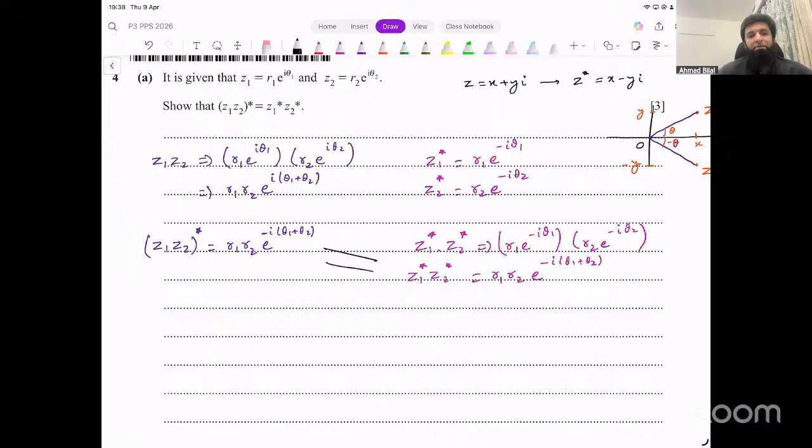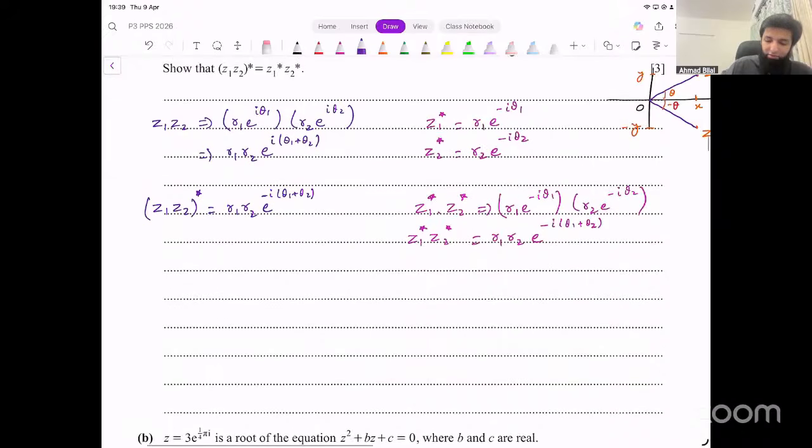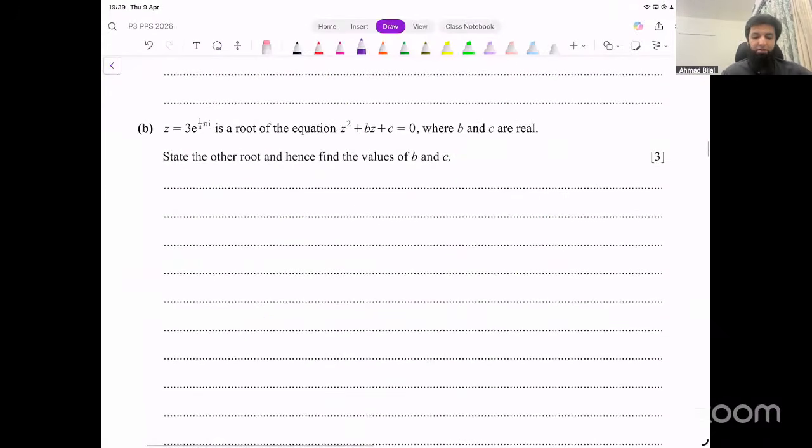Any issues with this? Okay, so you can say, therefore, they're both equal to each other. Z1, Z2 whole conjugate equals Z1 conjugate into Z2 conjugate. That is what we end up getting from this. All right, let's move on.